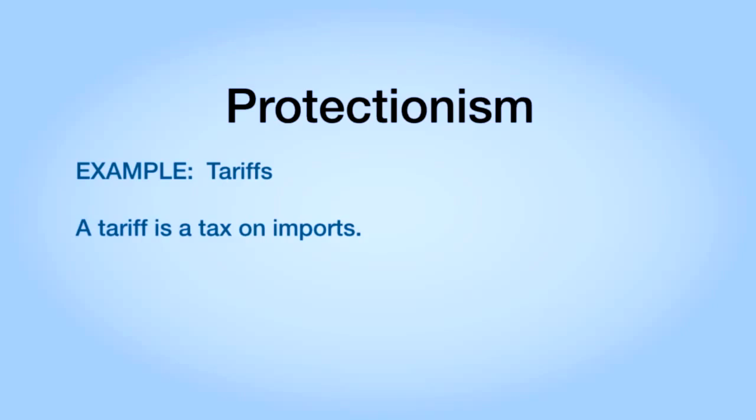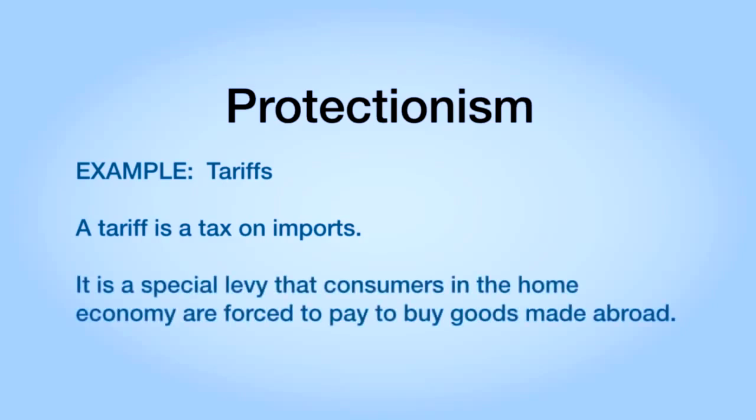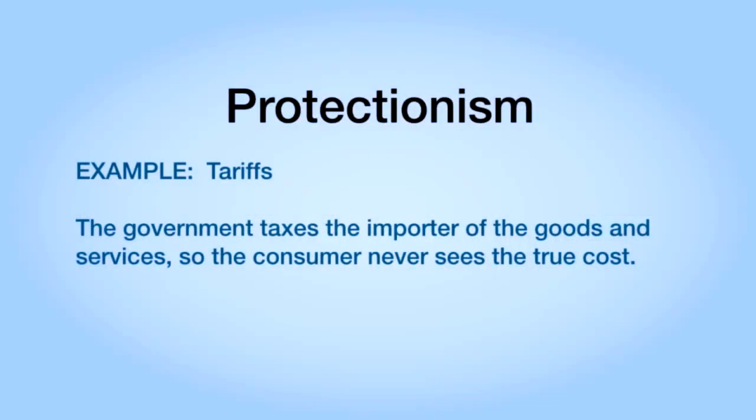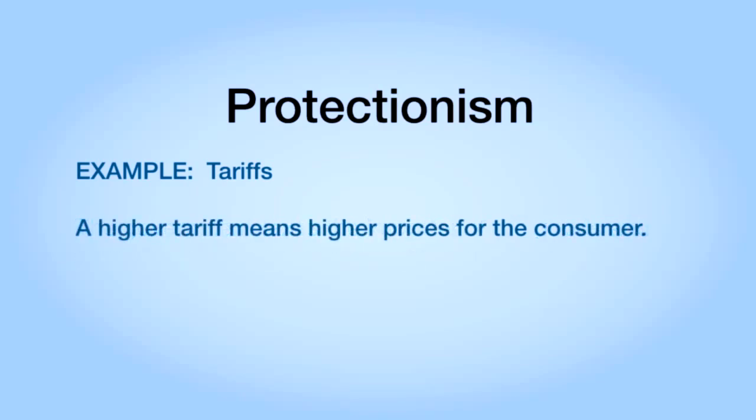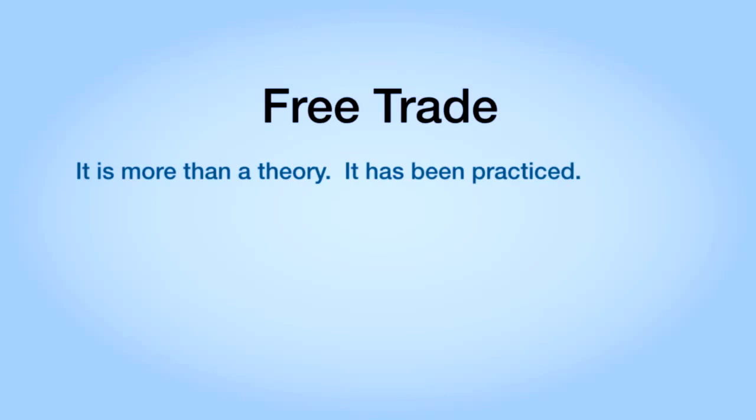By far, the chief tool of protectionism is a tariff, and a tariff is a tax on imports. It's a special levy that consumers in the home economy are forced to pay if they want to buy goods made abroad. In practice, the tariffs are imposed on the importers of the good, and so that higher tax is reflected in a higher price of the good. So when consumers buy the good, they don't necessarily see the tariff, they just see the price that reflects the tariff that the importer of the good is forced by the government to pay for the privilege of importing that good.